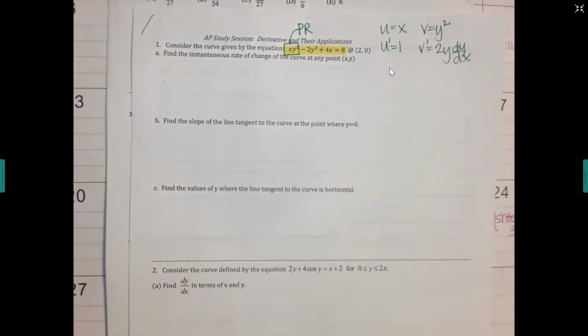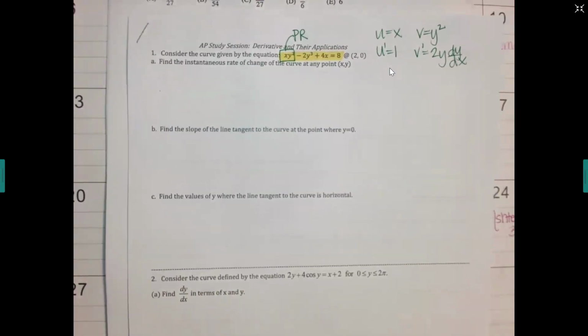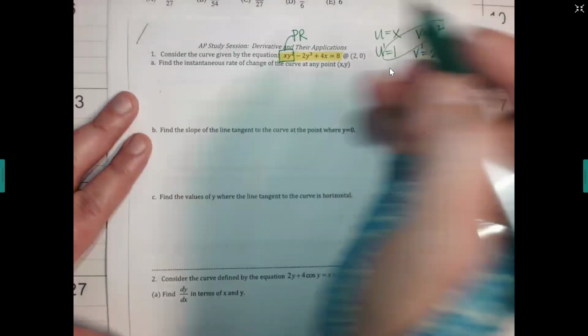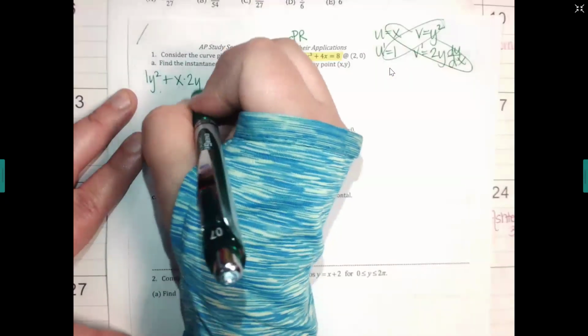Okay, then remember, as I'm taking the derivative, it's one plus the other. Since you're adding, though, it doesn't matter which one comes first. So I'm going to do the easier looking one first. And then the x 2y dy dx second. Now remember, that expression is just the derivative of the xy squared.